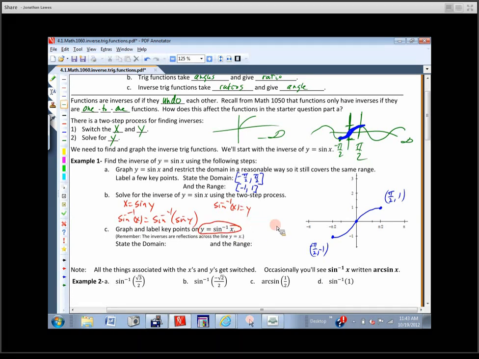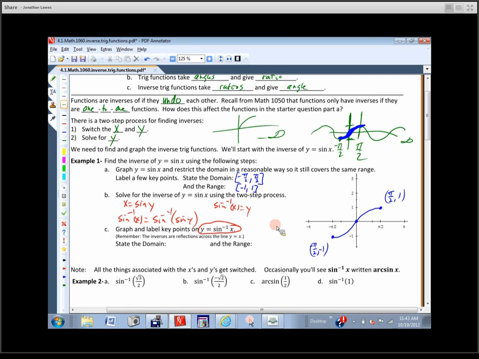Now, that's a little bit silly to go through and do that. You're aware of how those inverses work. This is the function we want to graph. But again, it's that two-step process. Switch the x and y, and then solve for y. So let's graph this one.